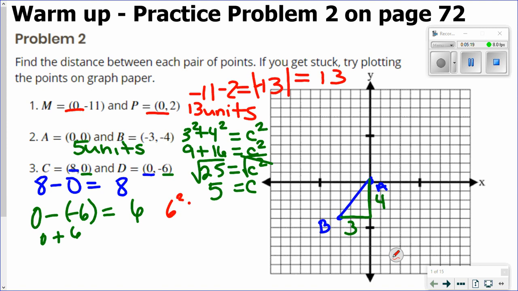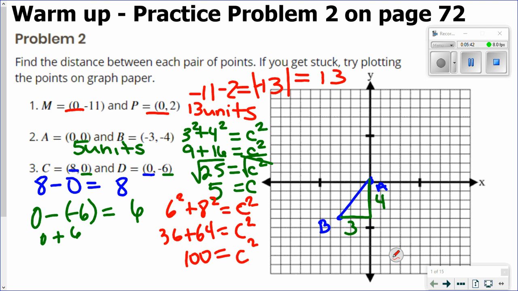So I have 6 squared plus 8 squared equals c squared. And then I'm going to continue on, and I get 36 here plus 64 equals c squared. Go ahead and add 36 plus 64, and you should get 100. And then you're going to go ahead and take the square root of 100 to get the actual side length.